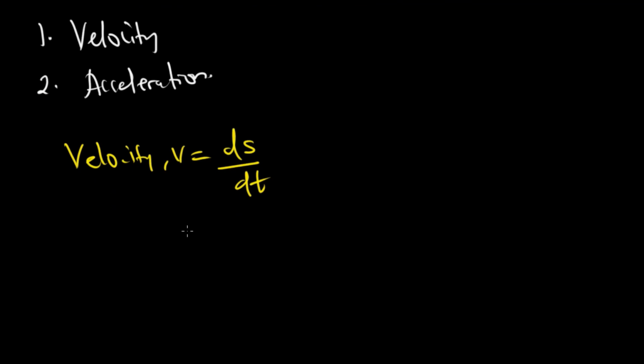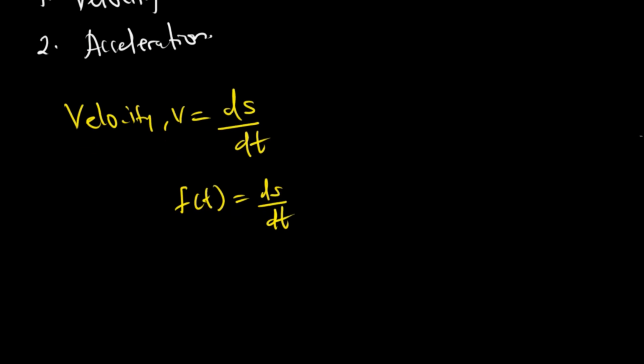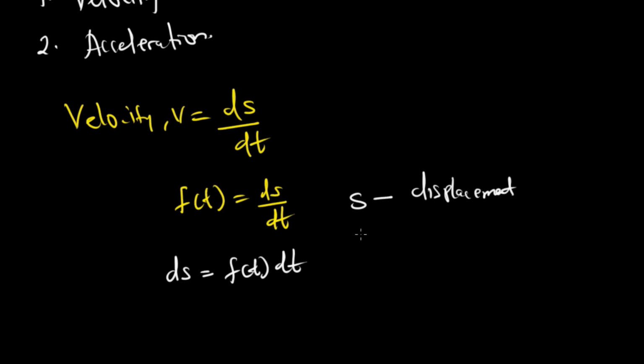So if we define velocity as a function of time, you can have f of t equal to ds over dt. You can cross multiply it to have ds equal to f of t dt. And we define our s as the displacement, while t is the time. So knowing that s is the displacement and t is the time, to find the displacement here, we can take the integral of both sides.